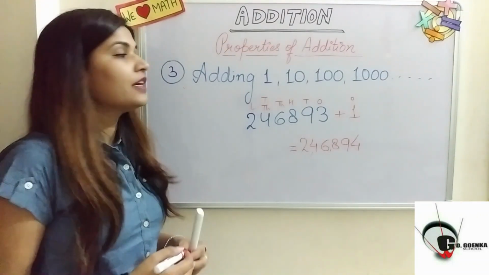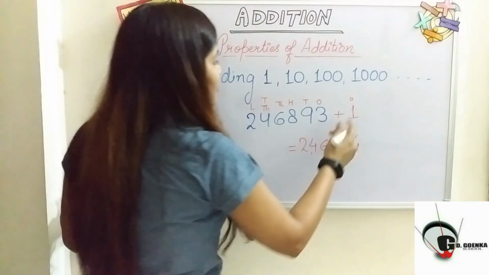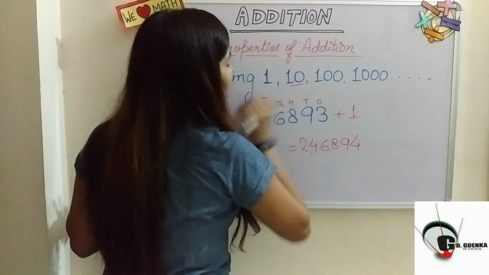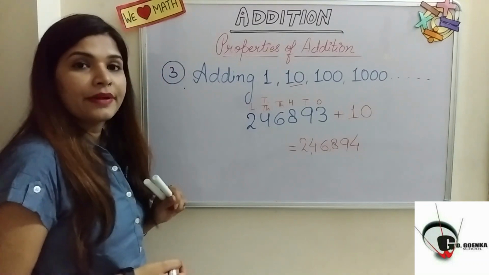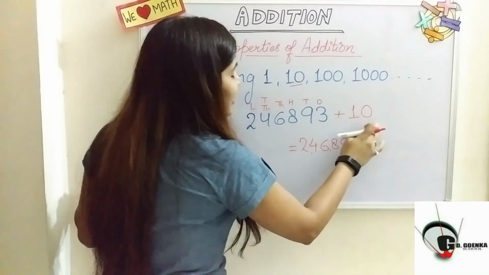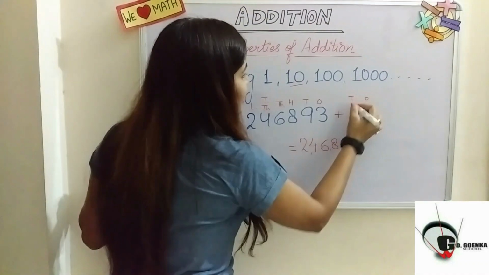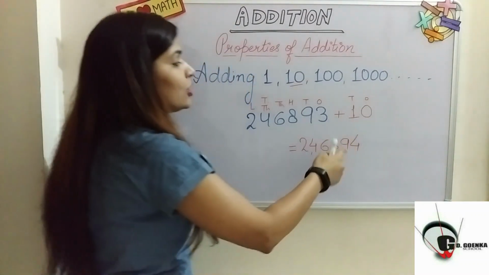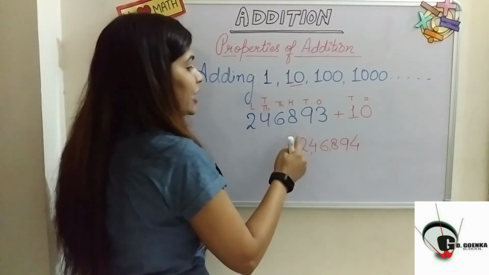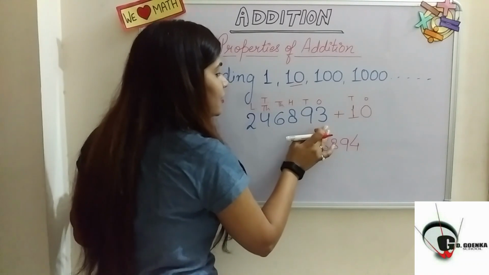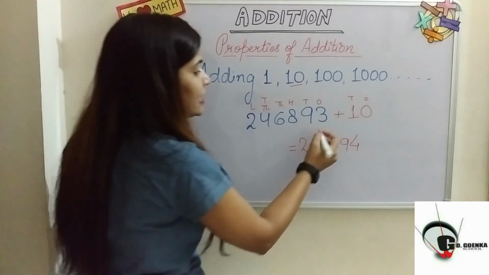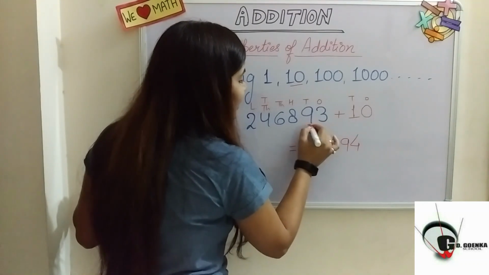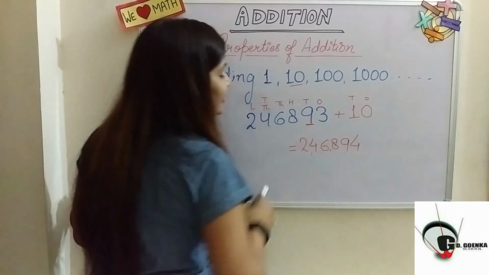successor of that number. Now let us see what happens if I add 10 to the same number. Now children, 10 means it has ones and tens, with the value of 10. So we are going to find out which number is at the tens place. It is ones and tens. 9 is at the tens place.